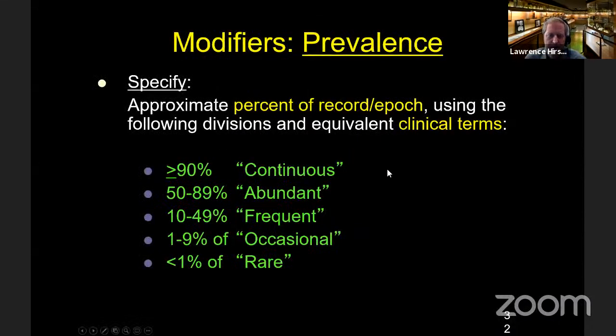All right, so some of the other modifiers, again, are just to standardize terminology. If you say there's frequent lateralized periodic discharges, you mean that they occupy 10 to 49% of the record. If you say they're abundant, it's more than 50%, etc. So it's just to be standardized.